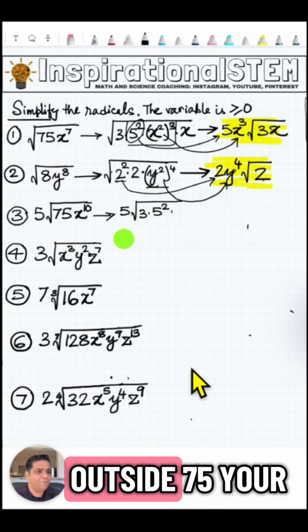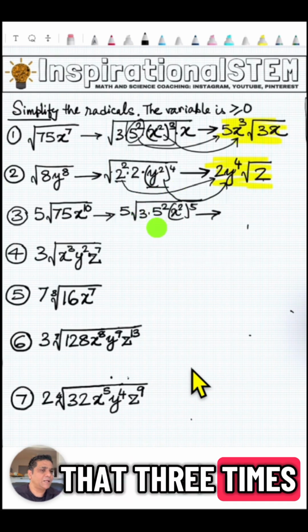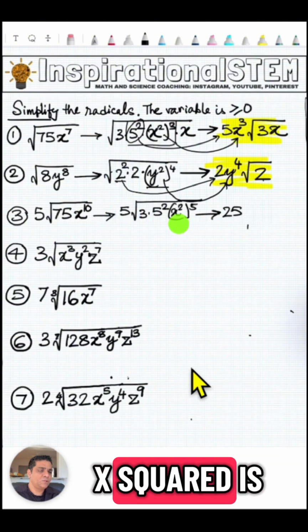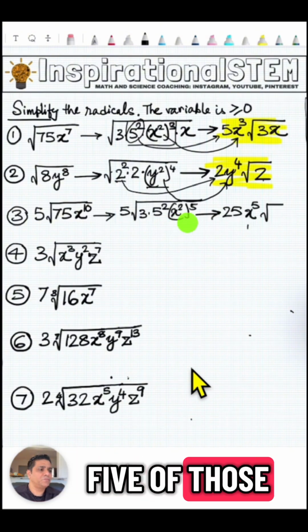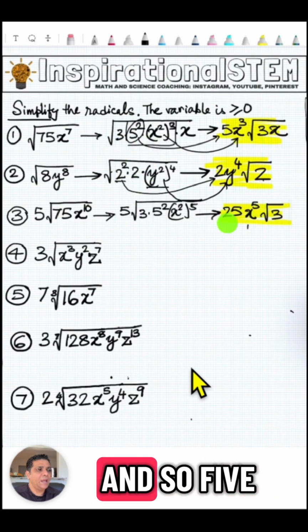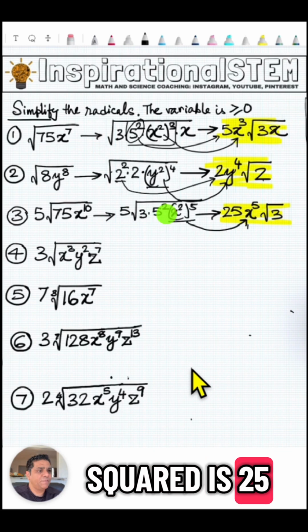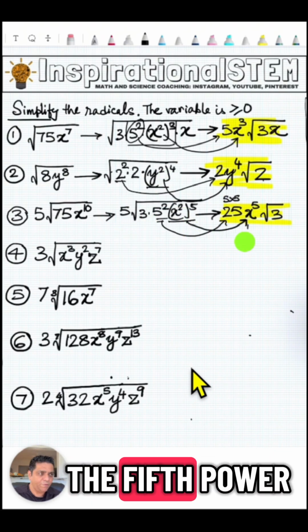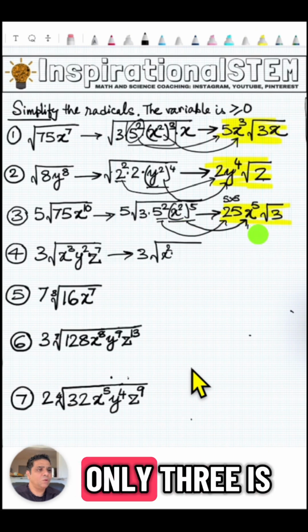Next is 5 outside the radical, with 75 inside. We're going to prime factorize that. 3 times 5 squared, and write x in squares, x squared times x. So we know the square root of x squared is x when it comes out of the radical. So we have 5 of those, so x to the power of 5. And 5 squared is 25, so 5 comes out of the radical. 5 times 5 is 25. So now we have 25x to the 5th power. In the radical only 3 is left over.